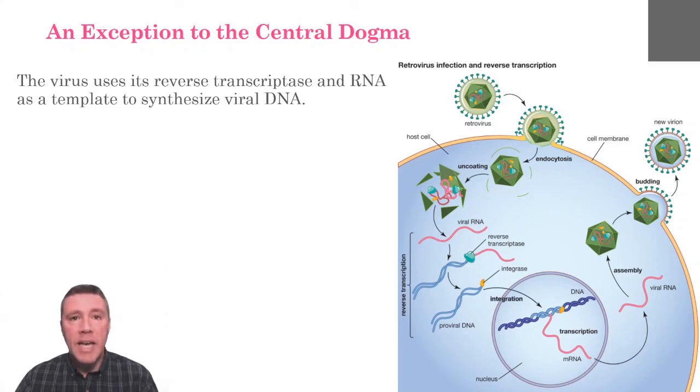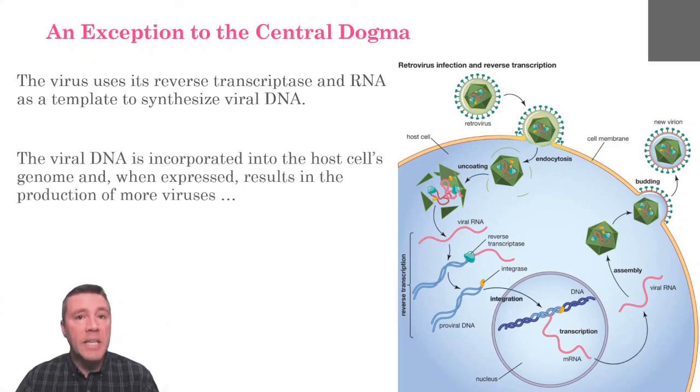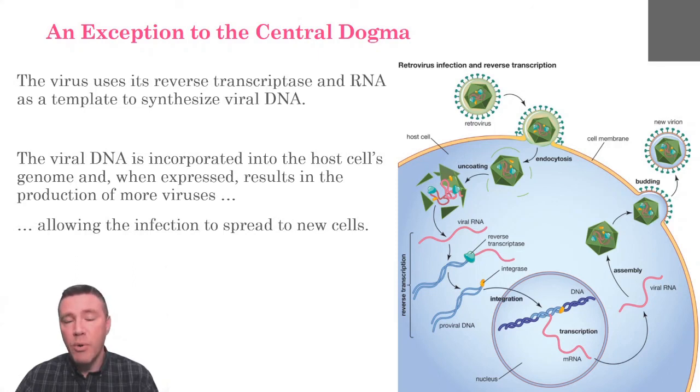The single-stranded DNA assembled by reverse transcriptase acts as a template to produce its complementary half, yielding double-stranded DNA. The viral DNA is then incorporated into the host cell's genome within the nucleus. Now that viral DNA is part of the host cell, the benefit to the virus is twofold. One, were the host cell to divide, additional cells with viral DNA would be produced. Second, when the virus's genetic information is expressed, more viruses are produced, allowing the infection to spread to new cells.